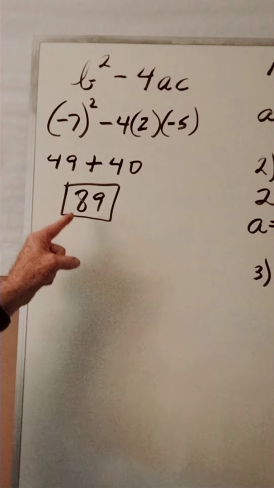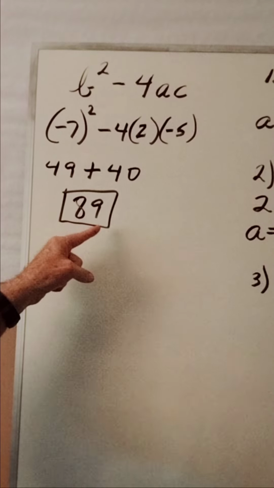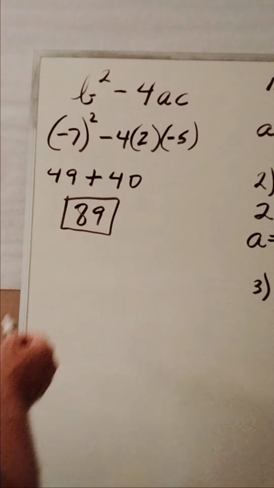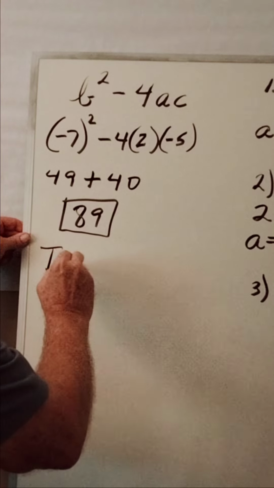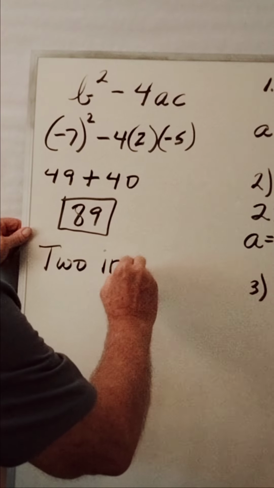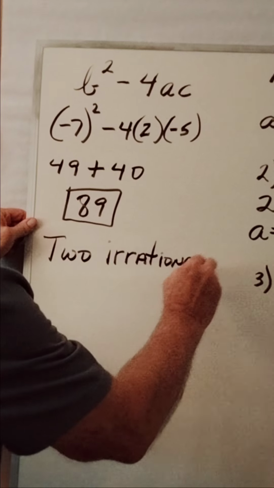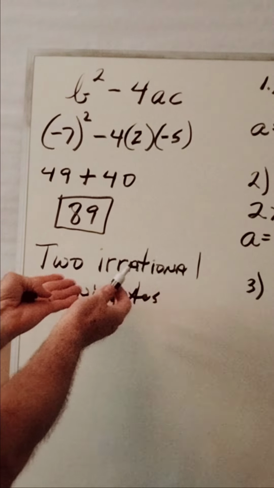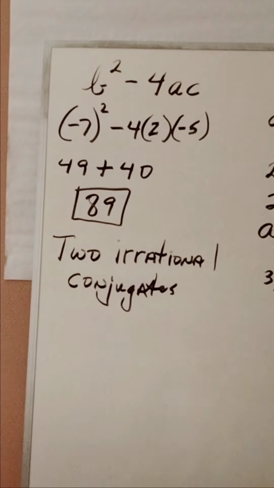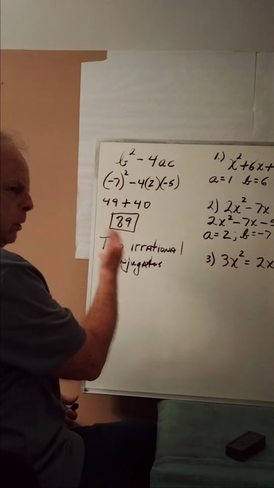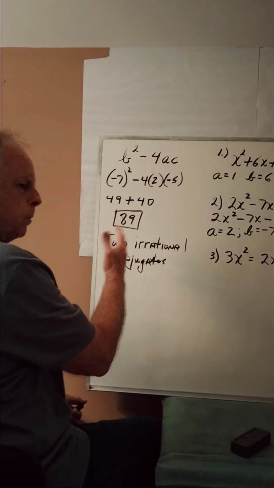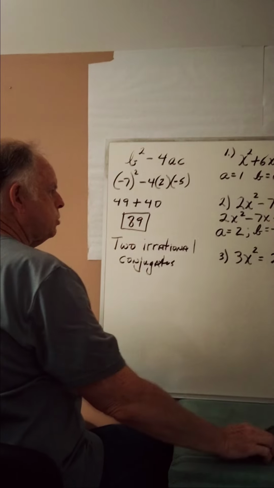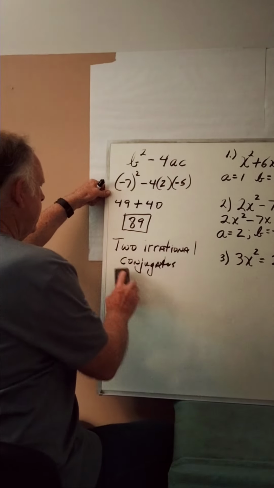If the value of the discriminant is greater than 0, and it is not a perfect square, and 89 is not a perfect square, that indicates that there will be 2 irrational conjugates. Example, I'm just calling out a pair. 2 irrational conjugates. Negative 2 root 7. Positive 2 root 7. Those would be irrational conjugates. That's exactly what this equation is going to have when we find its discriminant.